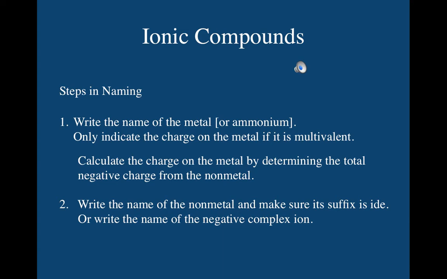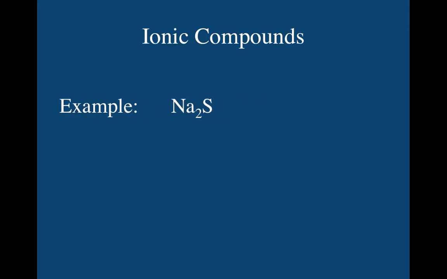Number 2, you have to look at the nonmetal. If it's just a nonmetal by itself, not a complex ion, you change the ending to "ide." So fluorine becomes fluoride, bromine becomes bromide, oxygen becomes oxide, nitrogen becomes nitride. That should be done for you already on your periodic table of ions. If it's a complex ion that's negative, all you do is write the name from the table of complex ions. So it's really easy. So let's get to some examples here.